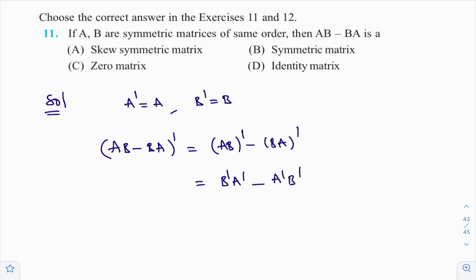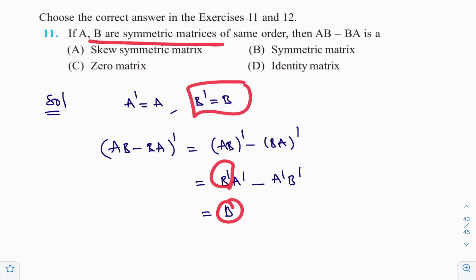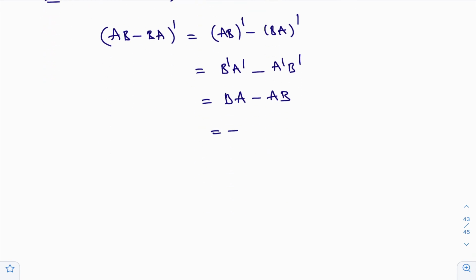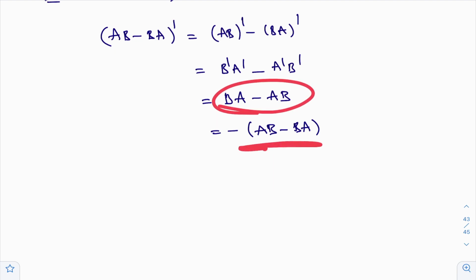And you know that in the question they given B dash equal to B, A dash equal to A. So in place of B dash, we can write B, because B is a symmetric matrix. B is a symmetric matrix means B dash equal to B. A dash can be written as A, B dash can be written as B. Here you can take minus common. This can be written as minus of AB minus BA.